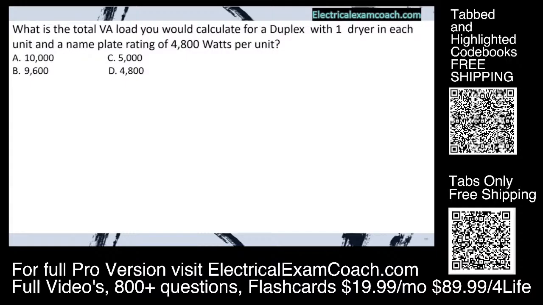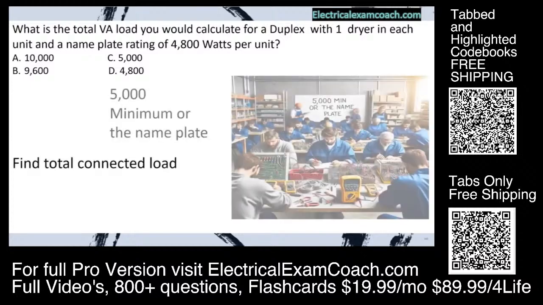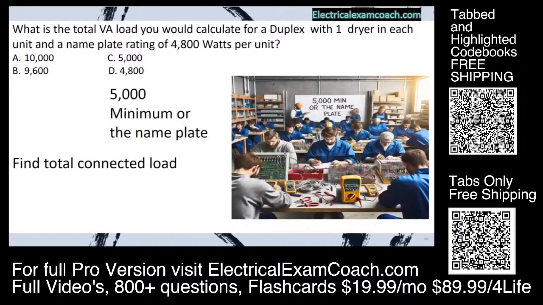What is the total VA load you would calculate for one duplex with one dryer in each unit and a nameplate rating of 4,800 watts per unit? First thing we're going to do is find the total connected load. We know that it's a 5,000 minimum or the nameplate, whichever is larger. So the 4,800 is out and the 5,000 is in. Then we have to multiply it by our 2 units, and that gives us 10,000.